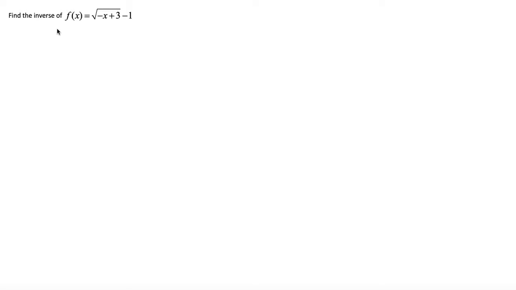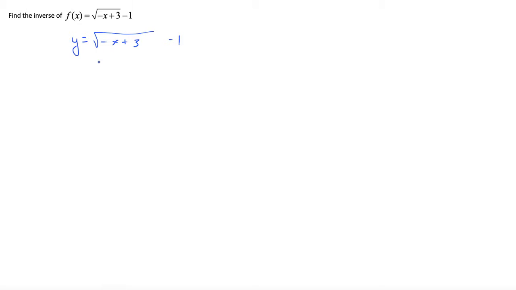Find the inverse of f of x equals radical negative x plus 3, minus 1. Okay, so there's a four-step process here in order to find the equation of the inverse. The first step says let's replace f of x with y. So y equals radical negative x plus 3, minus 1.